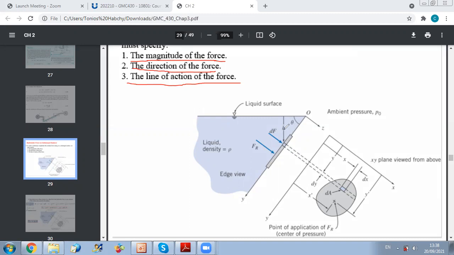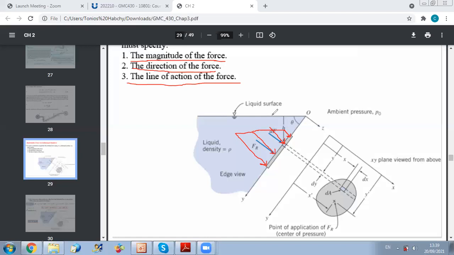Why? Because the pressure is acting perpendicular to your surface, and it's varying. As you go in depth, your pressure will increase. So you don't have a uniform distribution over your surface. You have a variable pressure over your surface. So to find the total force, you should do an integral procedure.